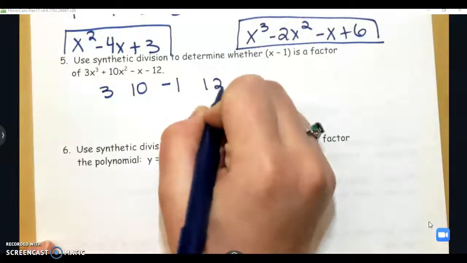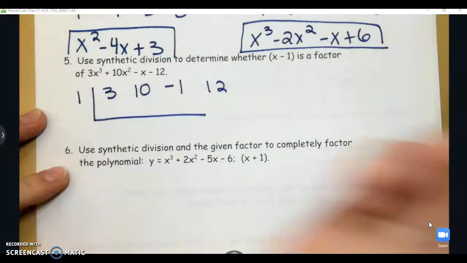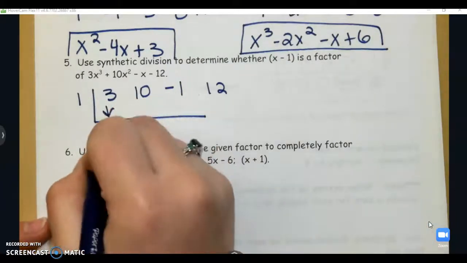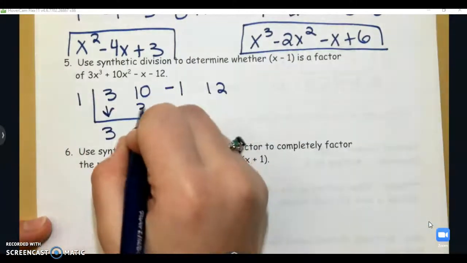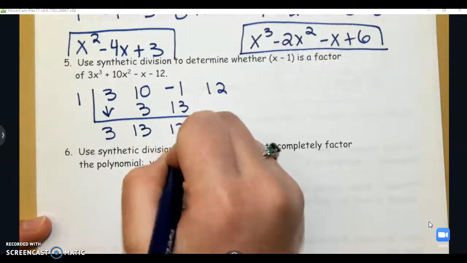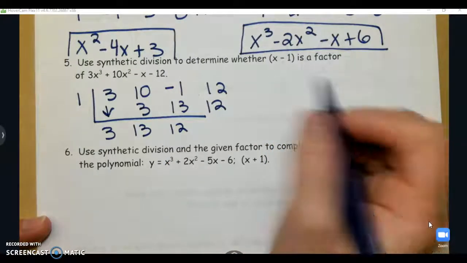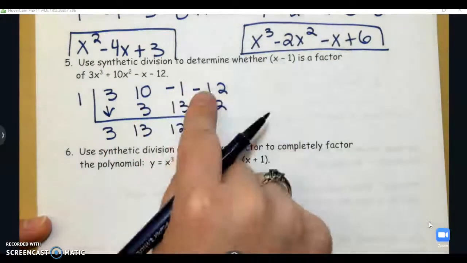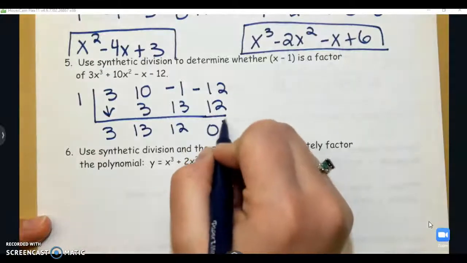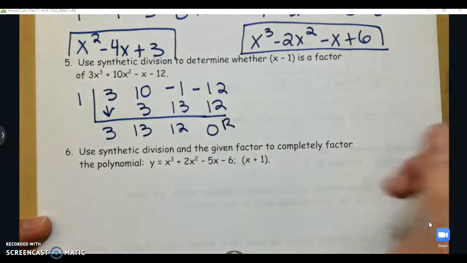So let's set up our synthetic division here. I don't need any placeholders. I'm doing -1, so k will be +1. Bring down the 3. 3 times 1 is 3. That adds to 13. That adds to 12. Oh, I'm sorry, and that should have been a -12. So our remainder is 0, which means that, yes, it is a factor.